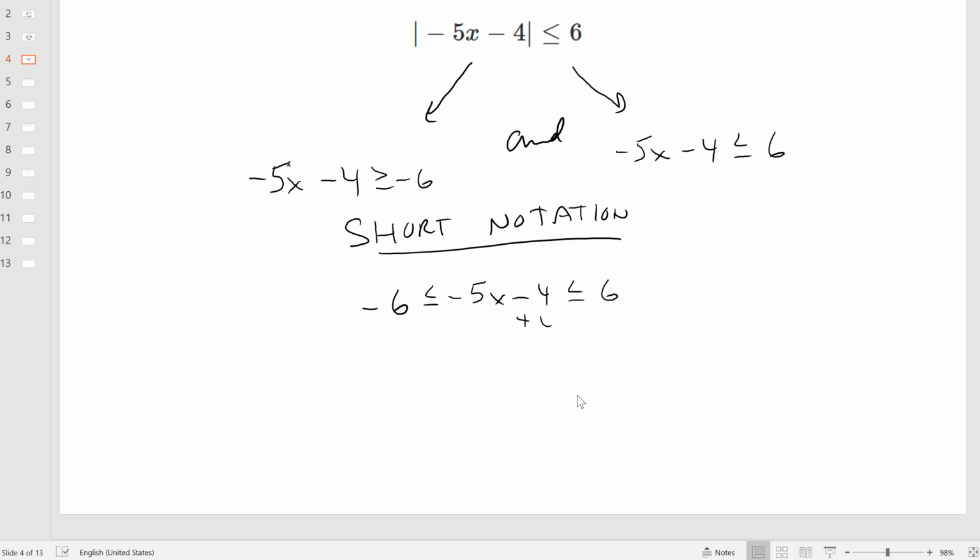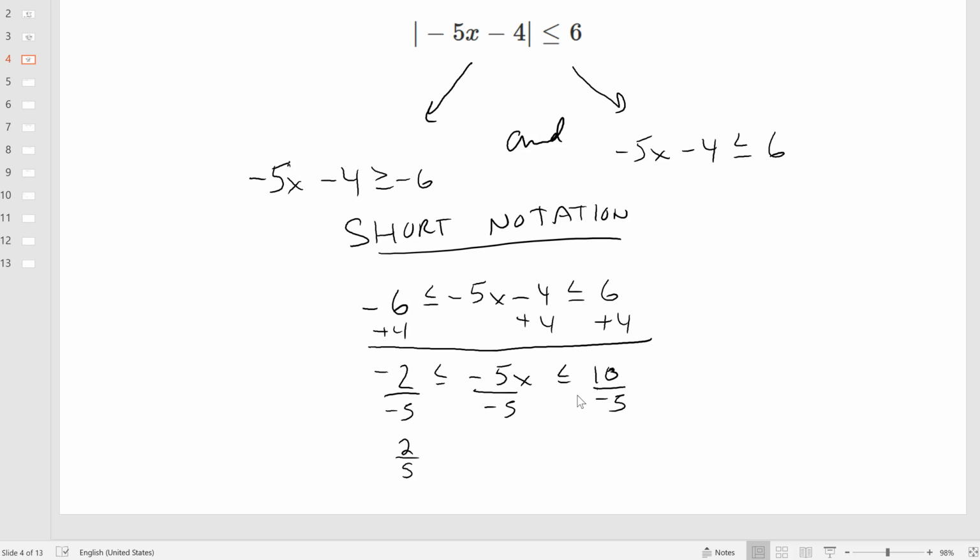All we do is we just work it on all three sides at the same time. So negative 6 plus or minus negative 4x less than or equal to 10. Divide through by negative 5, and that makes a positive 2/5. And then you say, but Mr. H, hold on. Doesn't that change? Absolutely. This has to change. That's an x. This changes as well. And that becomes a negative 2.